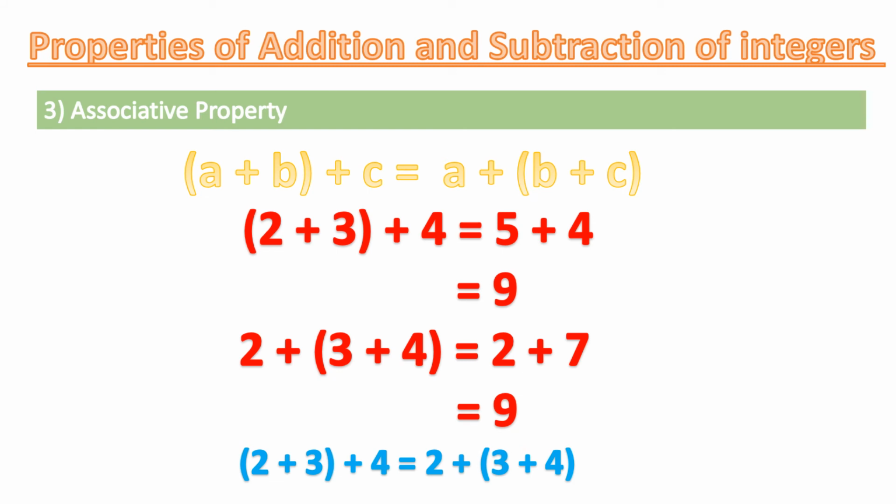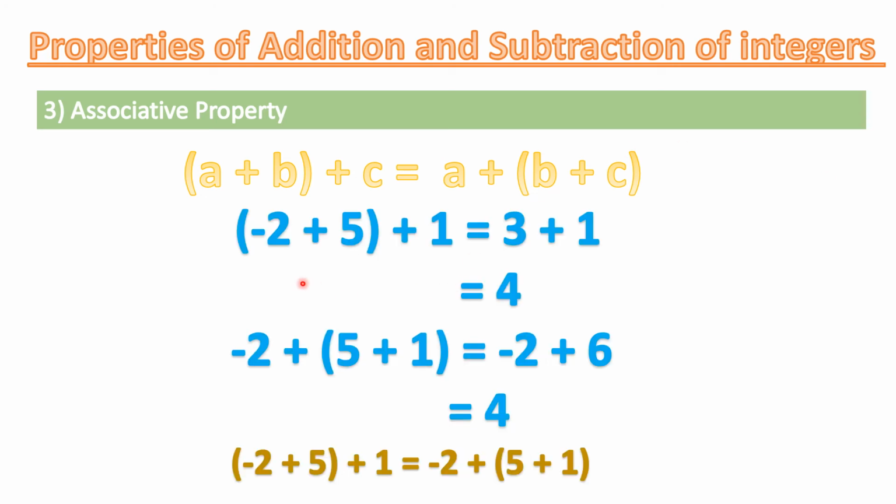Now let's look at the associative property with one more example. Let's take three integers -2, 5 and 1 and let's add them, right? First let's add the first two numbers. So -2 plus 5 is 3 and plus 1, the last number will remain the same, plus 1 itself. So 3 plus 1 is 4. So when I solve this, I get 4.